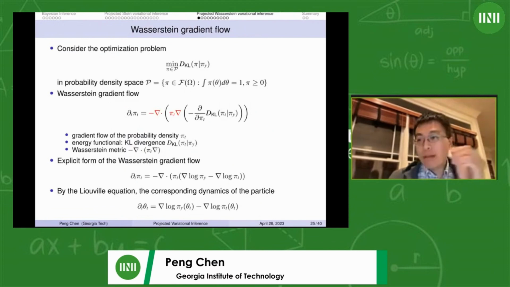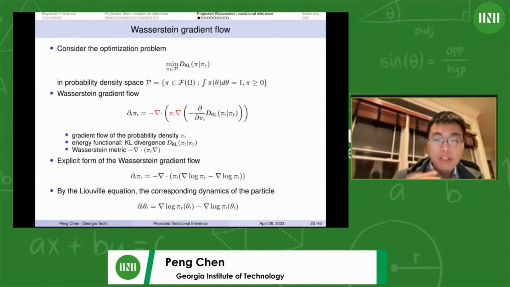And here, for the rest of maybe about 15 minutes, I'm going to talk about Wasserstein gradient flow or Wasserstein gradient descent, and also the projected version of it. Originally we talked about the optimization problem of the transport map, right? Now we talk about the optimization of the density. Pi is the density in our density class, or the probability density space. It is a measurable space, and the probability density should integrate to 1, and also be positive. Essentially, we want to solve this optimization problem in this probability density space.